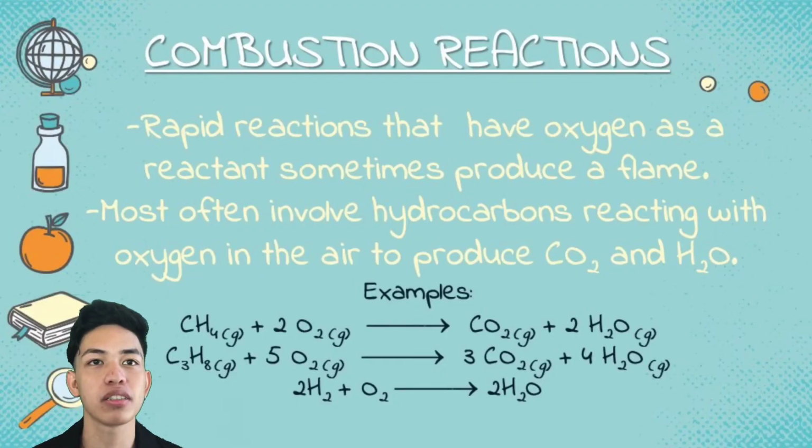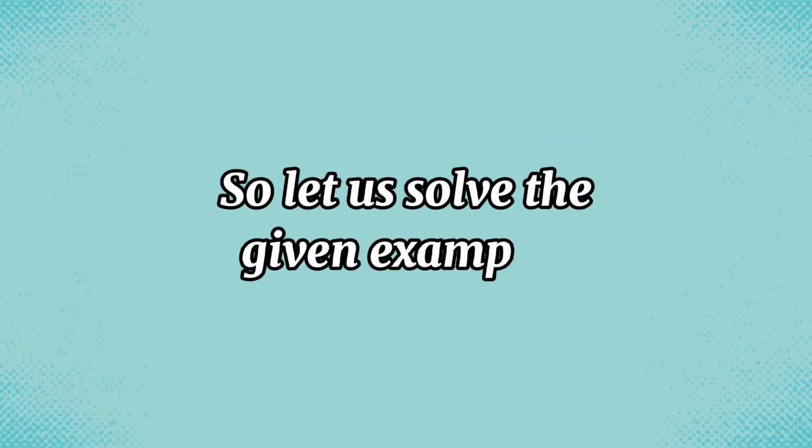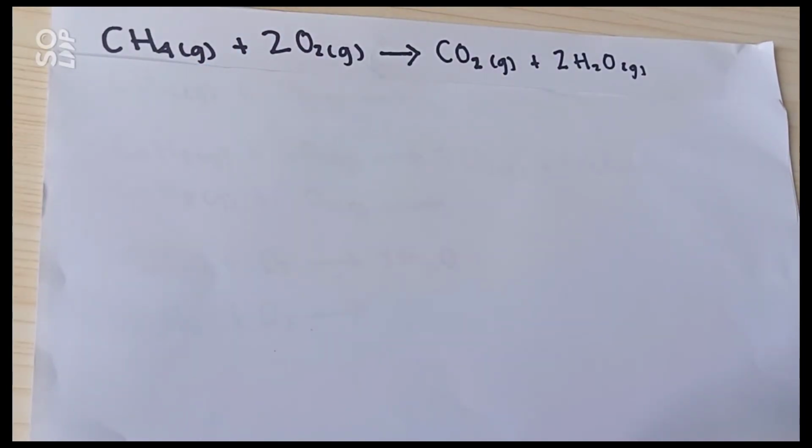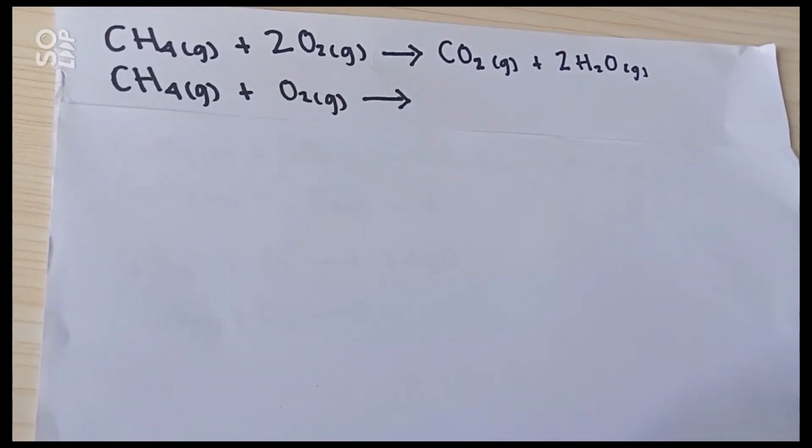Combustion reactions. Rapid reactions have oxygen as reactant, sometimes produce a flame. Most often involve the hydrocarbons reacting with oxygen in the air to produce CO2 and H2O. Solving combustion reaction. Combustion reaction most often involve hydrocarbons reacting with oxygen to produce carbon dioxide and water. Here are some examples of combustion reaction and I'll show you how to solve it.